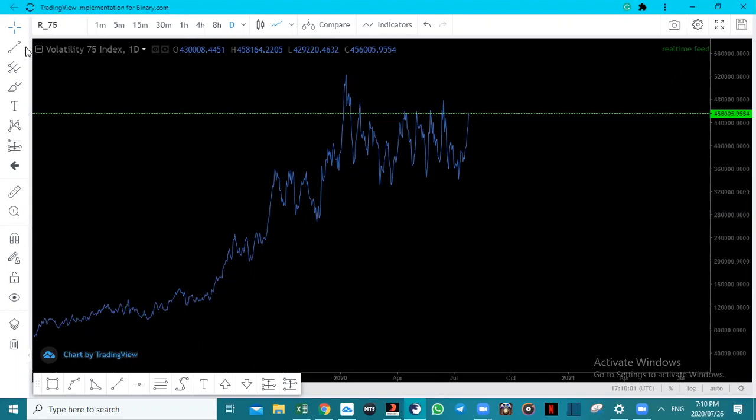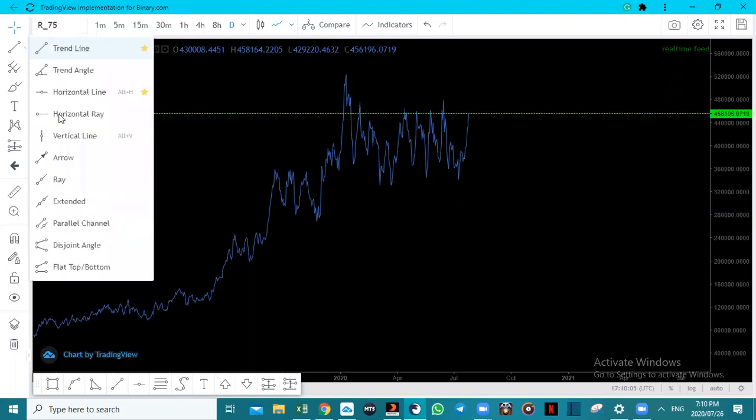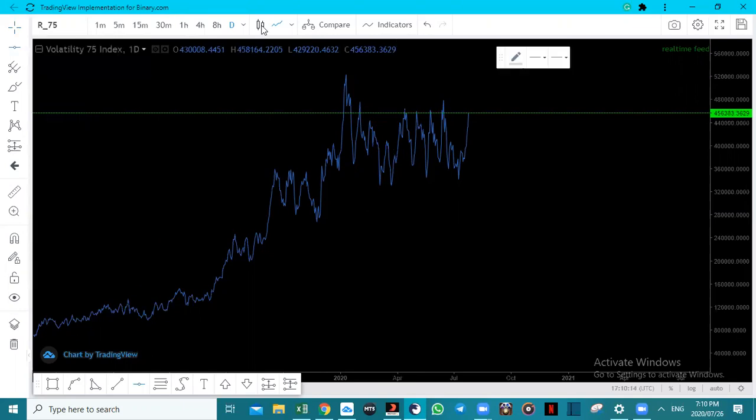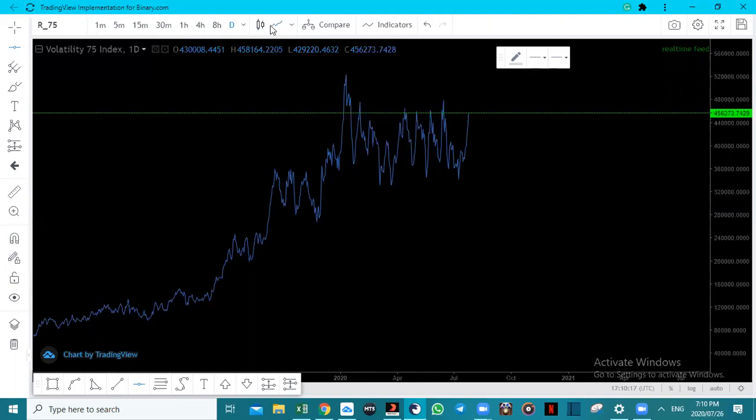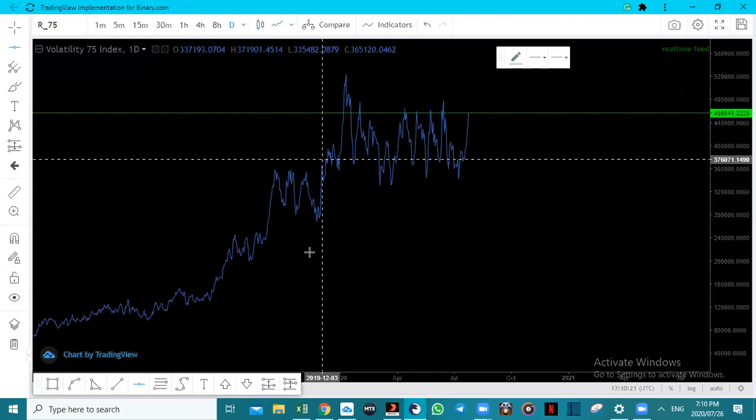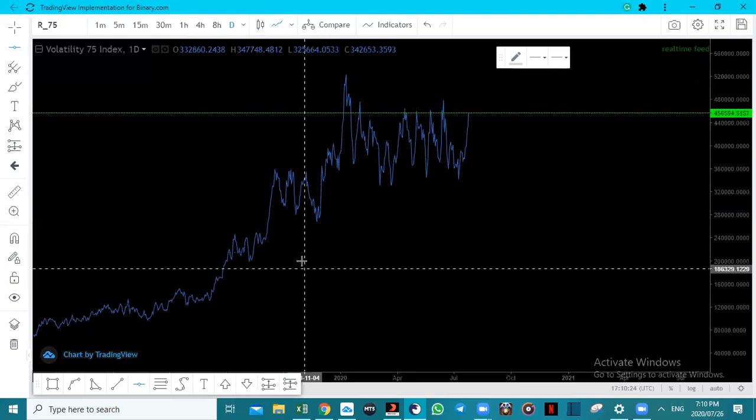What we're going to do is make sure that our chart is on the line chart. As you can see, you have the candlesticks here and then you have the line chart. You just alternate between these two. What we want to do is identify support and resistance.